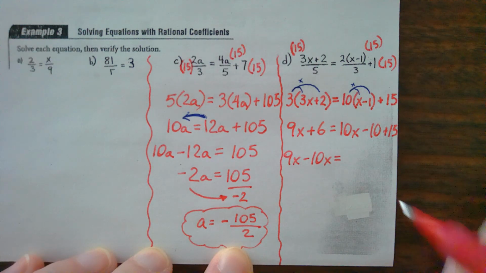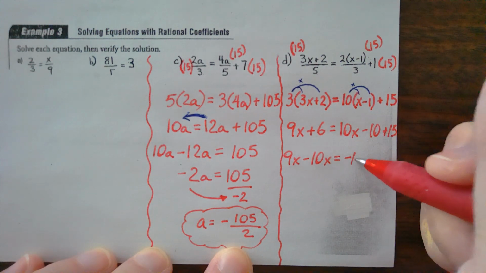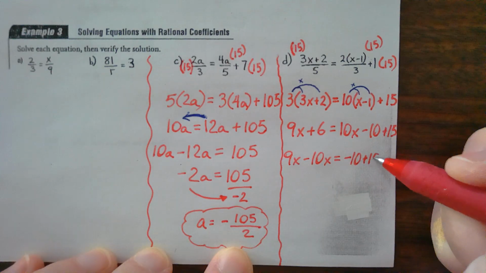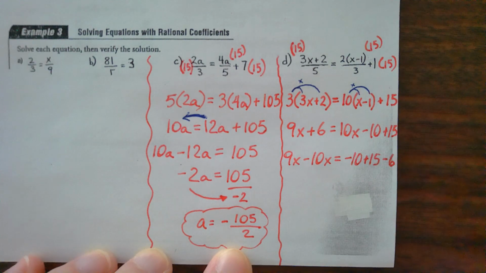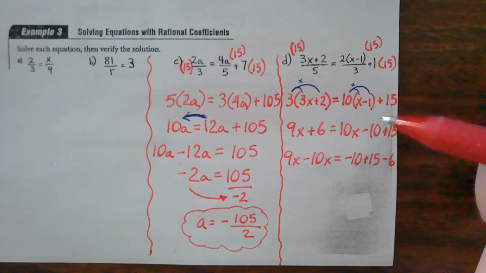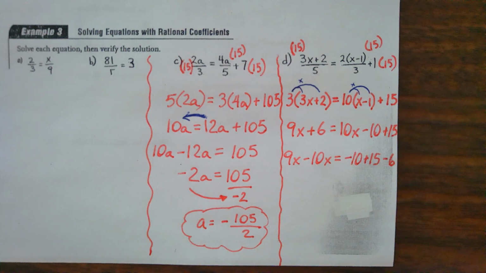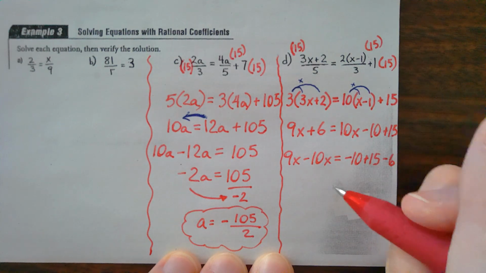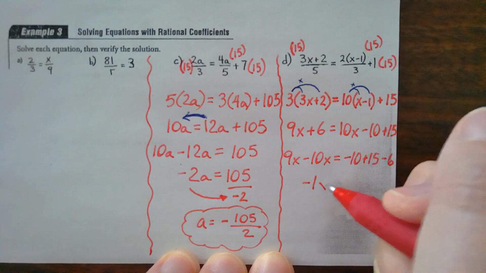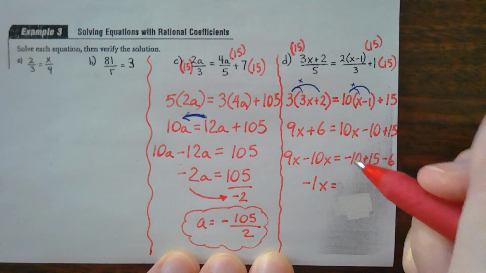Equals negative 10 plus 15 minus 6. Excellent. Okay, so she moves the 10x over to the left, moves the 6 to the right. Let's see. Zachary, since you weren't here yesterday. Okay, 9x minus 10x. Negative 1x. Good.